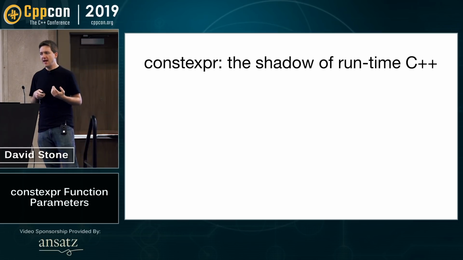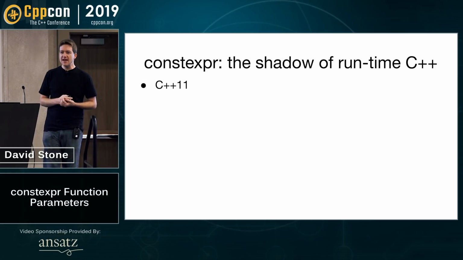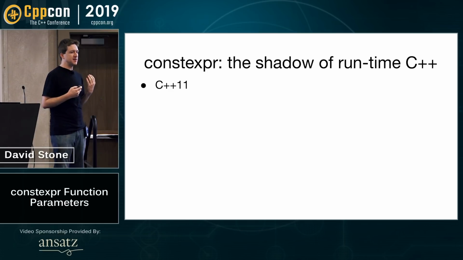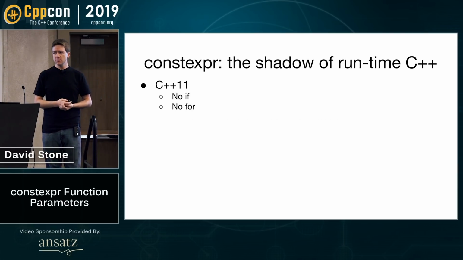So we have, as I mentioned in C++, constexpr. In C++11, it was a really limited shadow world. You could hardly do anything. A constexpr function basically had to just be a return statement, a static assert, or a typedef. There were no ifs. There were no fors.